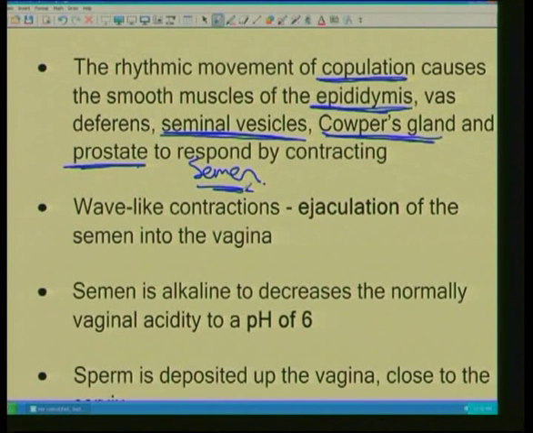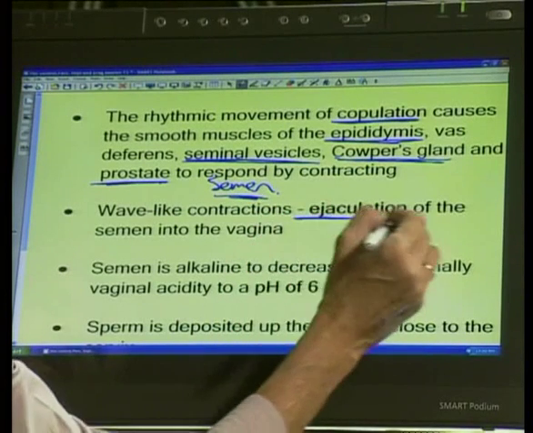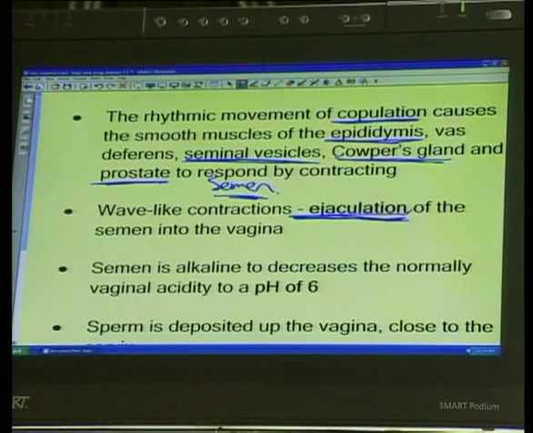And the semen is that fluid plus the little sperm cells. And they start contracting. These wave-like contractions are what cause ejaculation, and what we human beings refer to as an orgasm. All right. So males, in order to get their sperm out, can only do that when they ejaculate. And the ejaculation will be in the form of what we call an orgasm.